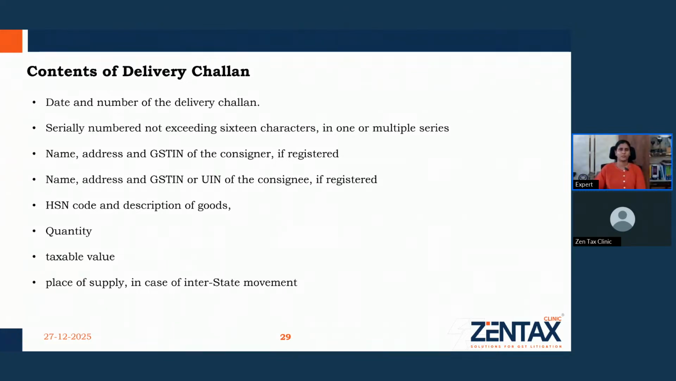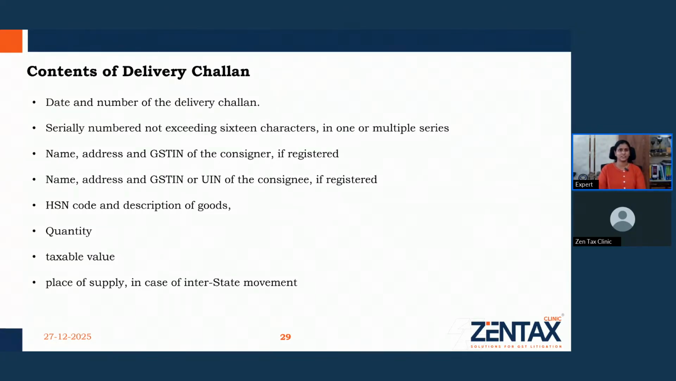Now we will see, in Rule 55, the contents of the delivery challan. While raising a delivery challan, these items shall be mandatorily mentioned by the principal who is sending the goods for job work. First is the date and number of the delivery challan. Next, serially numbered, not exceeding 16 characters, in one or multiple series. Name, address and GSTIN of the consignor, if registered. Name, address and GSTIN or UIN of the consignee, if registered.